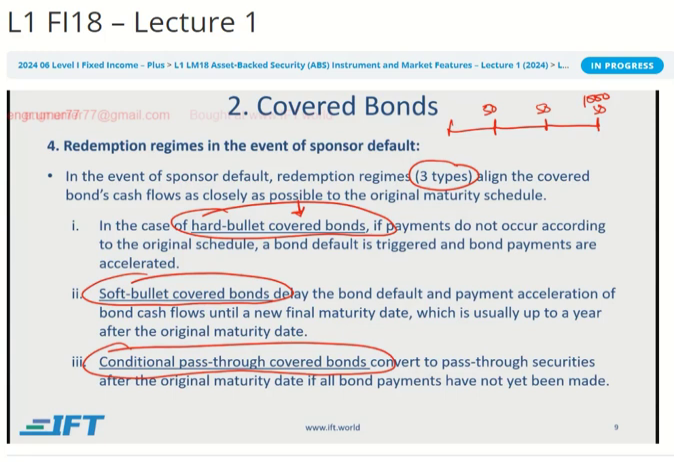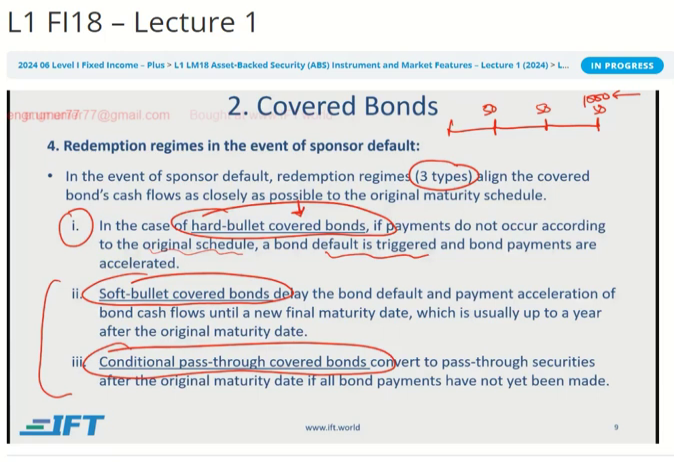That is what we call a bullet structure. A hard bullet means that if you miss a payment, if you miss your maturity payment, then a default is triggered, right? And this is too strict, I feel. We don't really use these anymore. Maybe in Germany they still prefer them, but other parts of Europe now prefer softer or conditional pass-through bonds. The problem with hard bullet is that if the payment is missed, then a default is triggered.